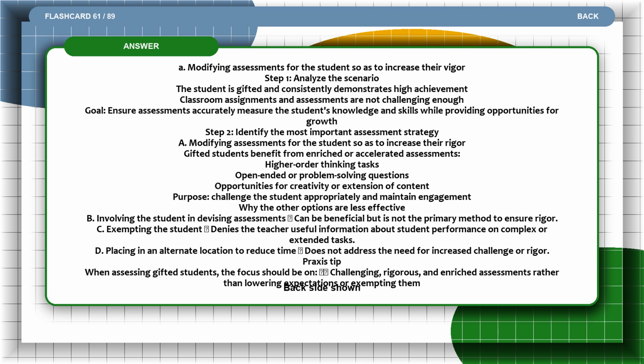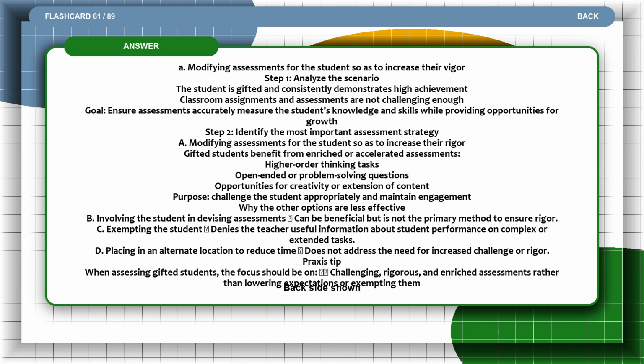Step 2. Identify the most important assessment strategy. A. Modifying assessments for the student so as to increase their rigor. Gifted students benefit from enriched or accelerated assessments, higher-order thinking tasks, open-ended or problem-solving questions, opportunities for creativity or extension of content. Purpose: challenge the student appropriately and maintain engagement, while the other options are less effective.